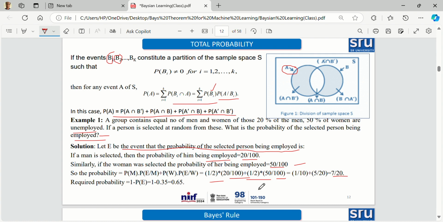What we computed is based on the unemployed, but the requirement is employed. So take the complement. So 1 minus the probability of E is equal to 1 minus 0.35, which is equal to 0.65. So 65% of people are employed, that is, if a person is selected randomly, the person is employed.